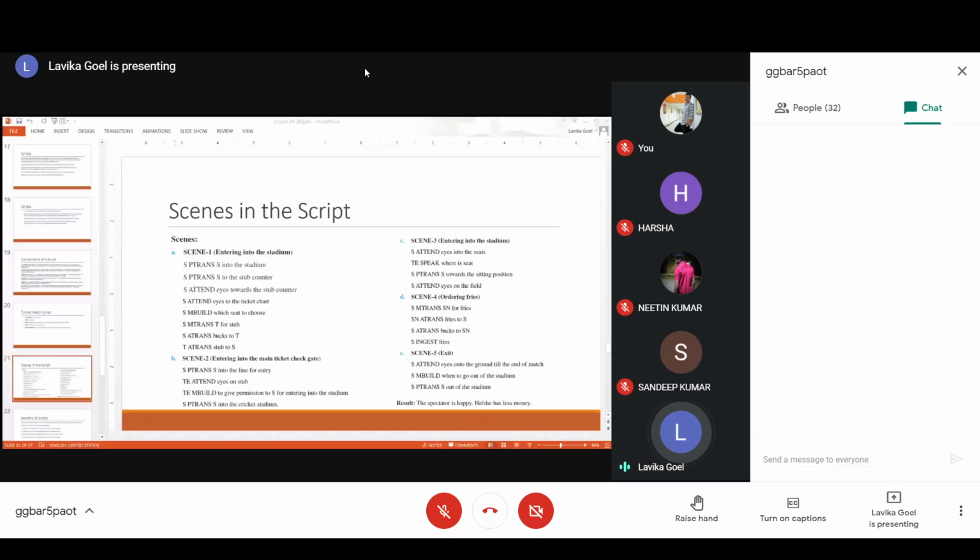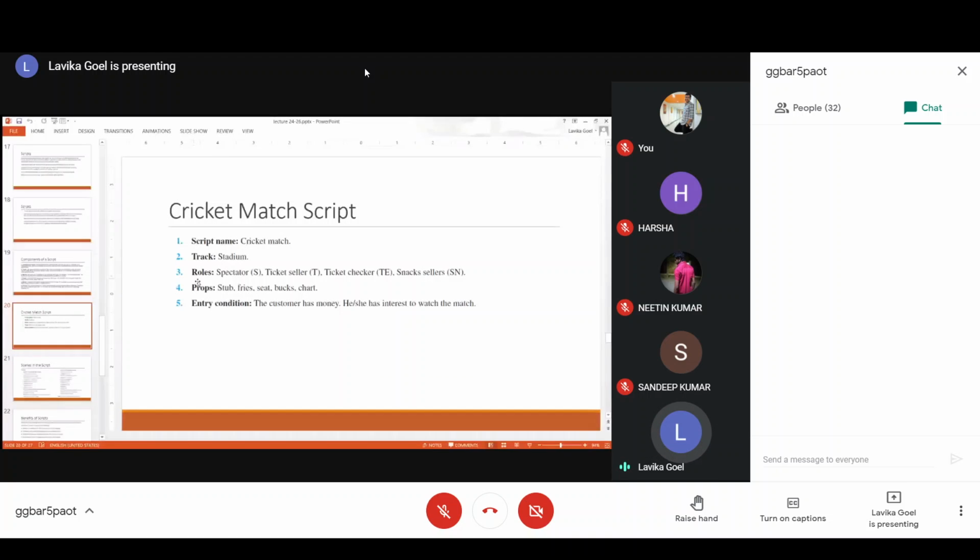So the cricket match watching script, it looks like this. Okay, so when you are given a particular situation and we are asking you to write the script for that, then you have to basically write all these things. What is the track in that script? What are the roles in that script? Props, entry conditions, result, and the scenes, you have to mention explicitly. If we ask you to write a script for a particular situation.